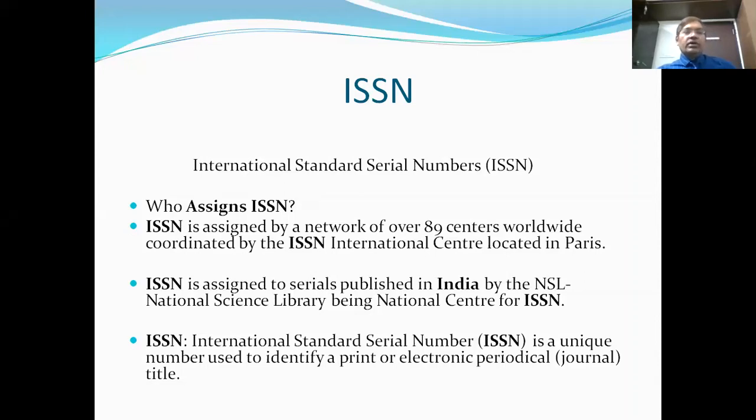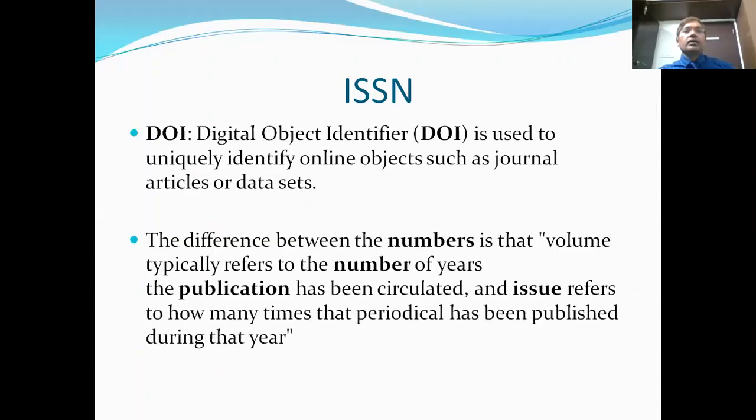ISSN is a unique number, and it's used to identify a print or electronic periodical, that is, the journal title. And there is also something that will help you find things online as well. That is a DOI, the digital object identifier. It is used to uniquely identify online objects such as journal articles or some data sets.